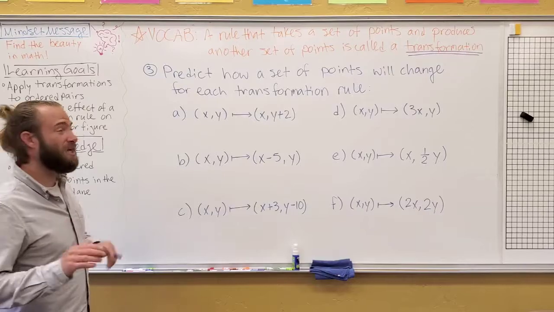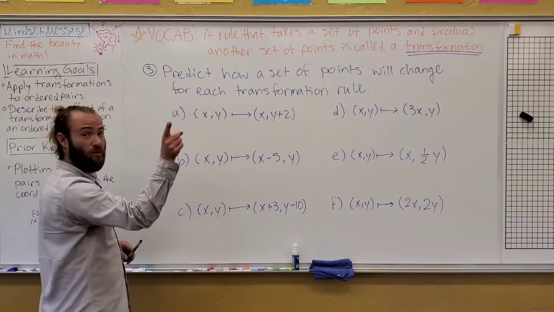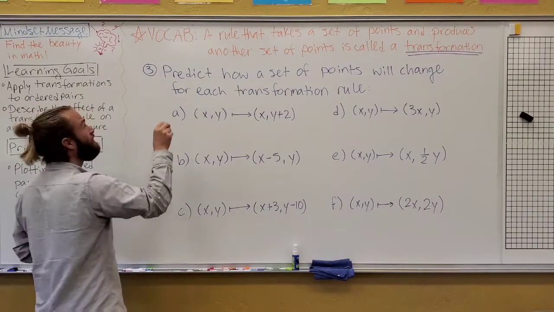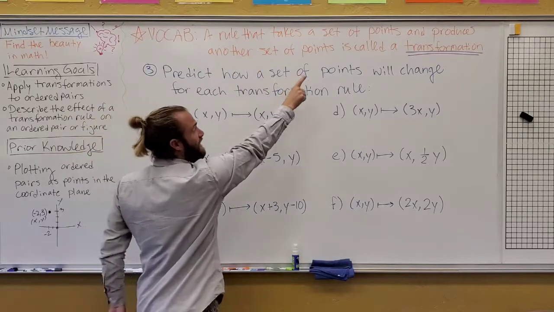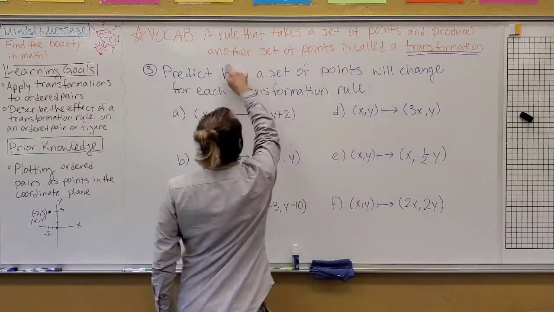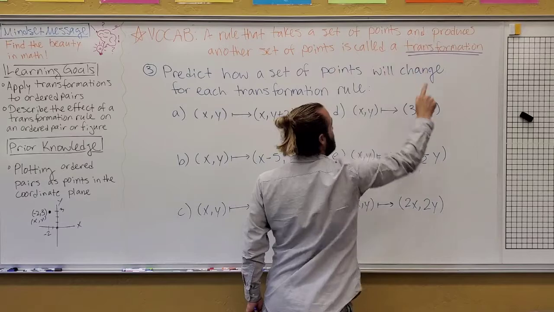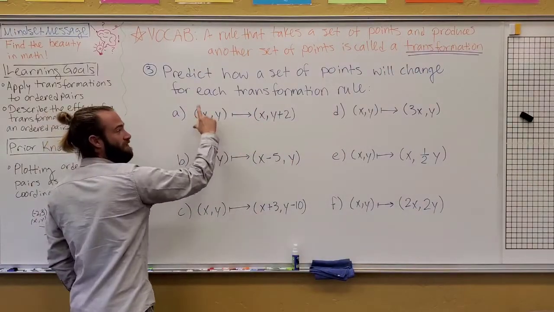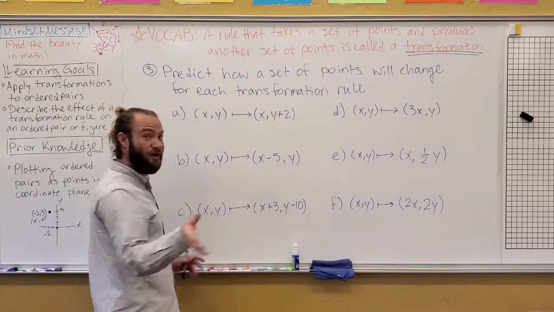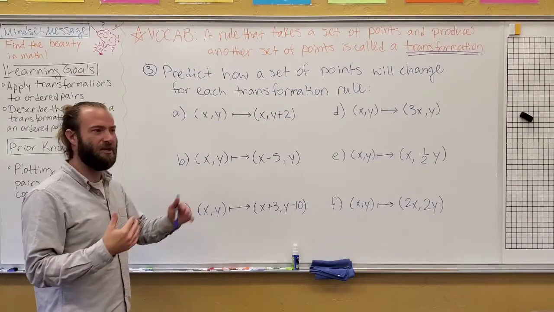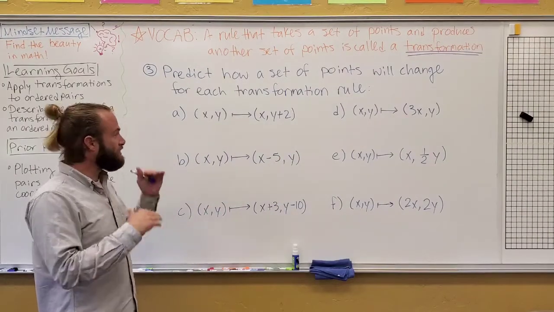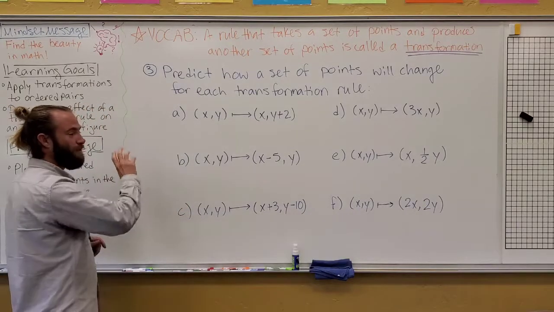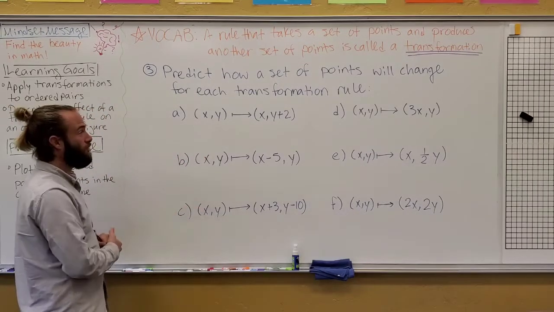Okay, now it's officially time for a vocab word, and this is an important one you need to make sure that you have down. A rule that takes a set of points and produces another set of points is called a transformation. And transformation rules always look something like this for now. Now there's other ways we actually put them later on, but as we're learning it right now, this is the basic way we represent transforming points.